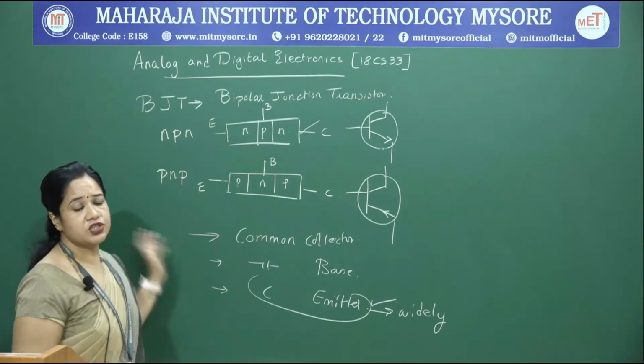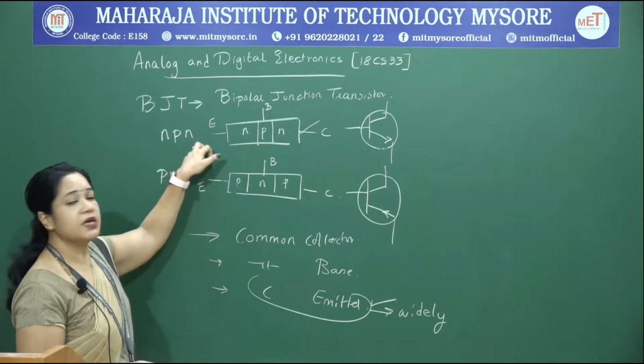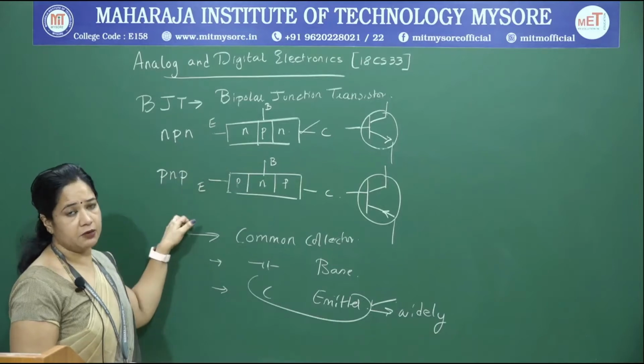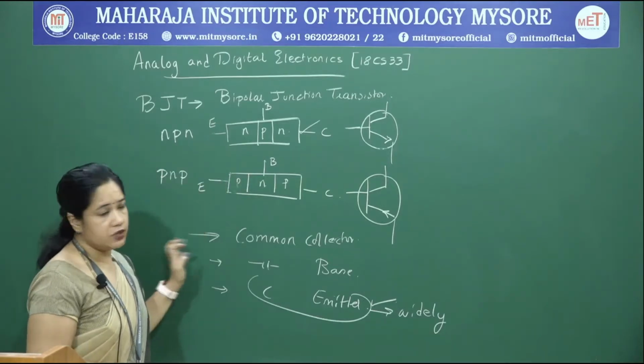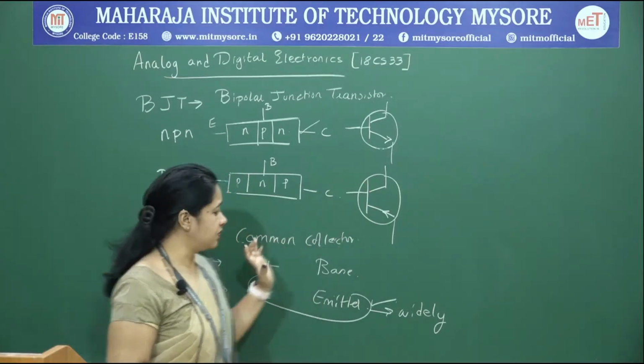BJT is a bipolar junction transistor which has 3 terminals: emitter, base and collector. Based on the construction, we have an NPN and PNP. Out of the 2, NPN is widely used. These are the symbolic representations of NPN and PNP transistors.